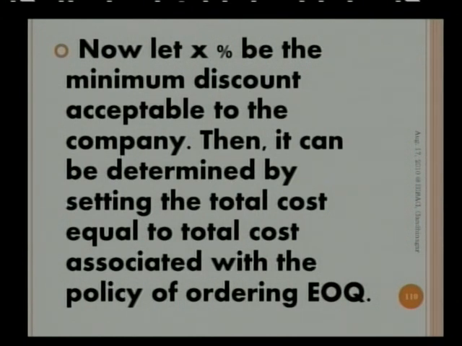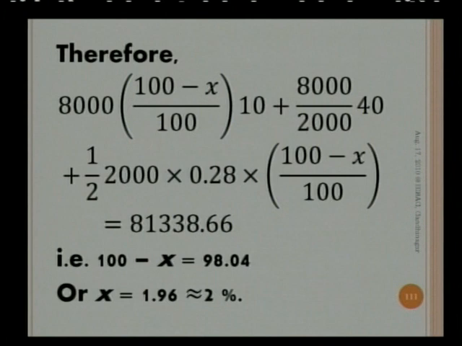And we want to see how much discount would be acceptable. Start with X%, and this X% should be compared with the case when the discount is not available. It says if the company is offered a 2% discount, it is advantageous and should be accepted.